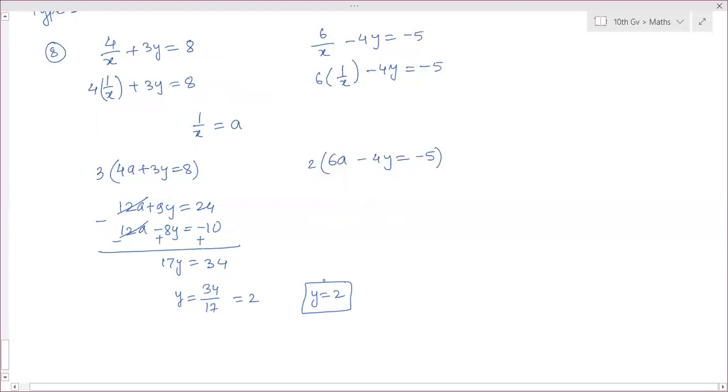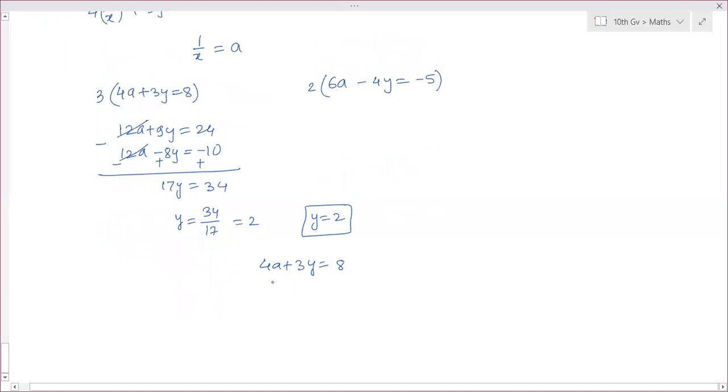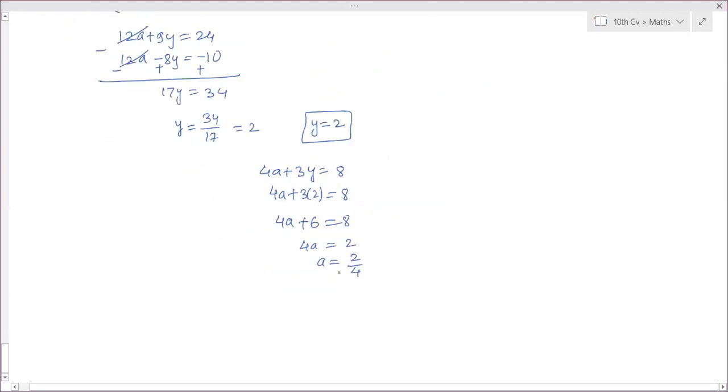Now substitute in one of the equations to get the value of a. So that is 4a plus 3y is equal to 8. 4a plus 3 into 2 is equal to 8. 4a plus 6 is equal to 8. 4a is equal to 2. a is equal to 2 by 4, which is 1 by 2. So a is equal to 1 by 2.